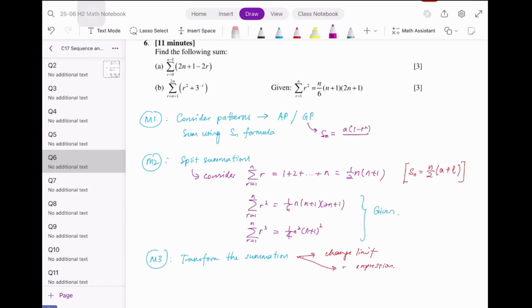A1 minus R power n over 1 minus R, or the other way around. Yeah, correct. Sum to infinity will be A over 1 minus R. What's the criteria for a GP to have a sum to infinity? That is the overall result, but how can you tell from one glance? The modulus of R less than 1.